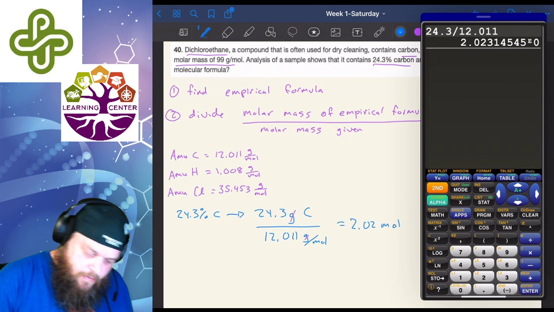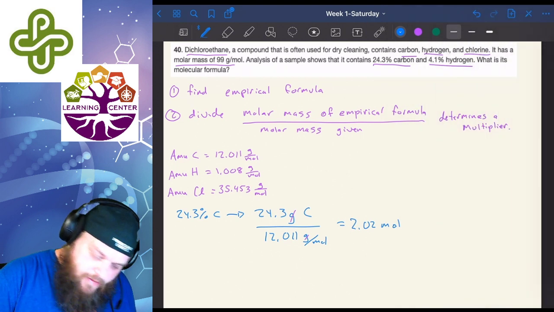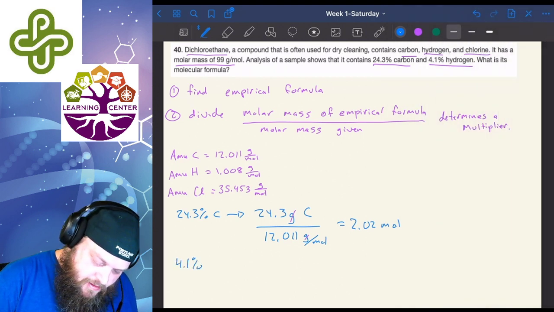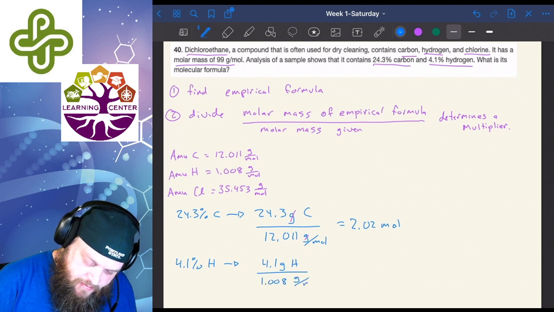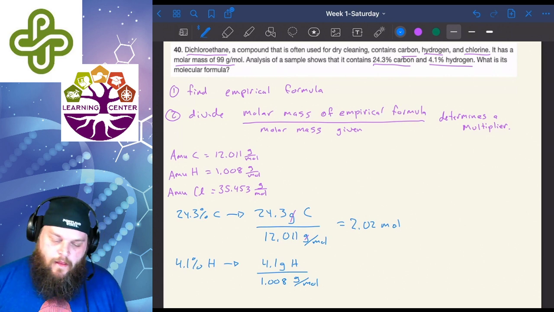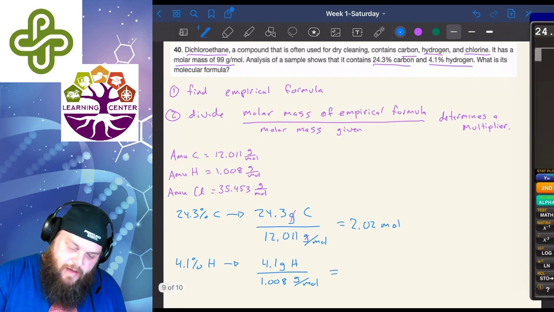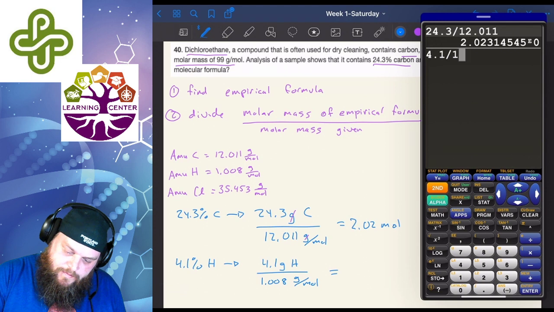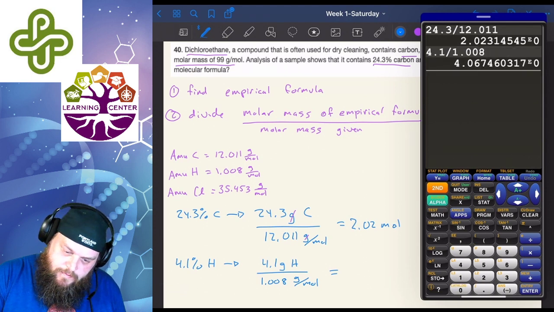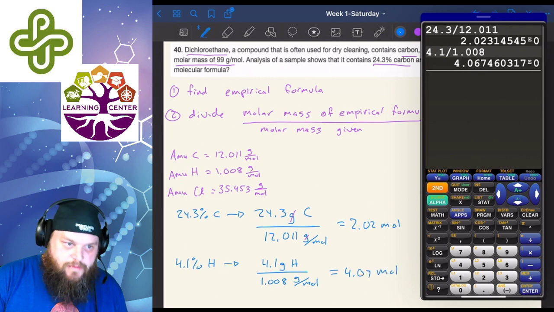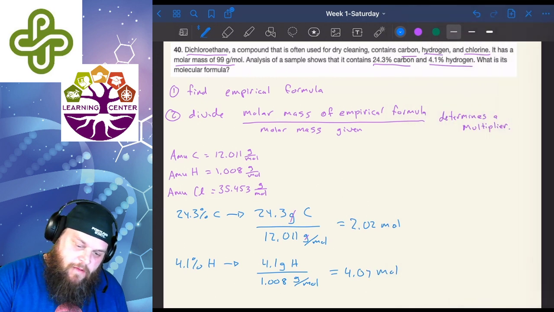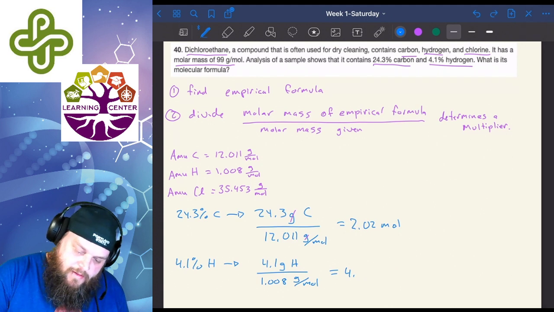We do the same for the percent of hydrogen they give us, 4.1% of hydrogen, which turns into 4.1 grams of hydrogen divided by 1.008 grams per mole. That will give us the moles of hydrogen, which is 4.07 moles. Really, we want to round that up to 2 sig figs, 4.1 moles.